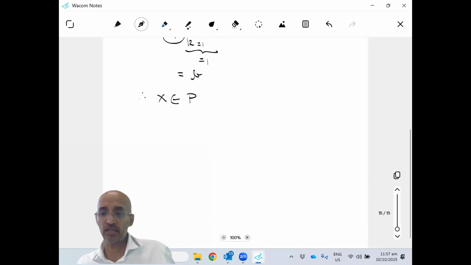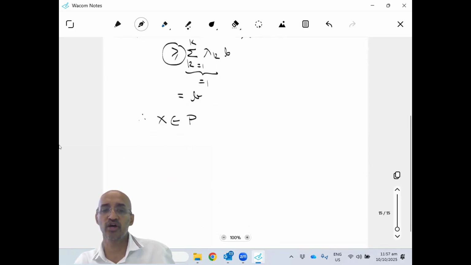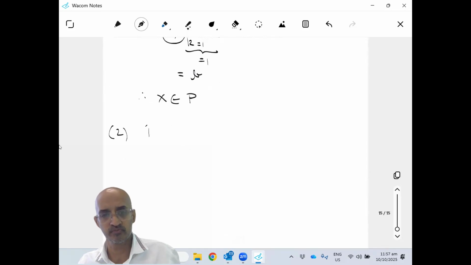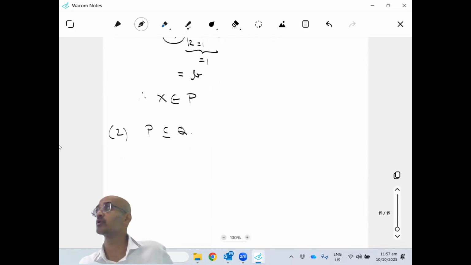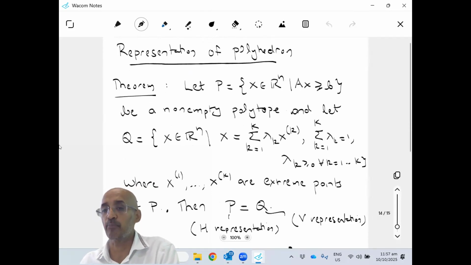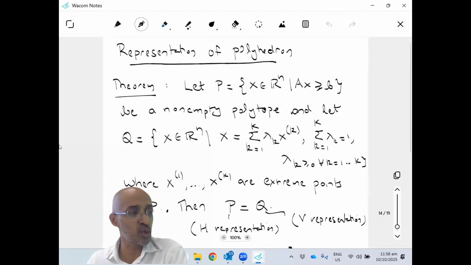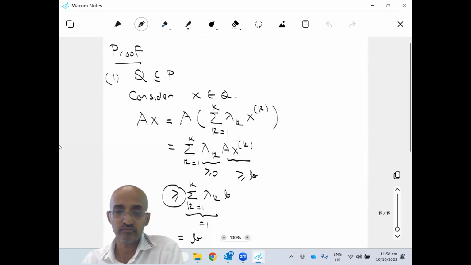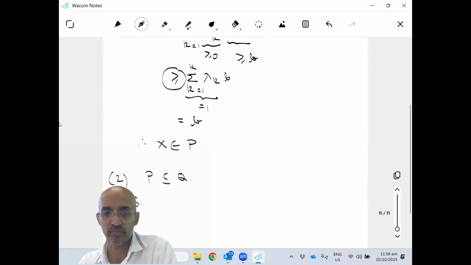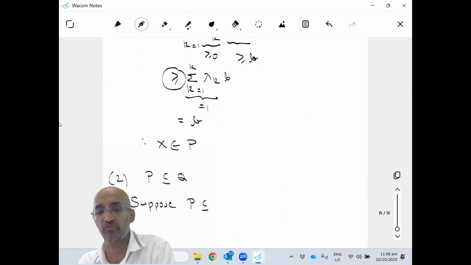Okay. The second part, which is to prove that P is a subset of Q, requires the use of duality. So now I want to argue that if I take a point in the set P, it lies in the set Q. So we'll do this by contradiction. So suppose X is in P. So I'm going to prove it by supposing P is not a subset of Q.